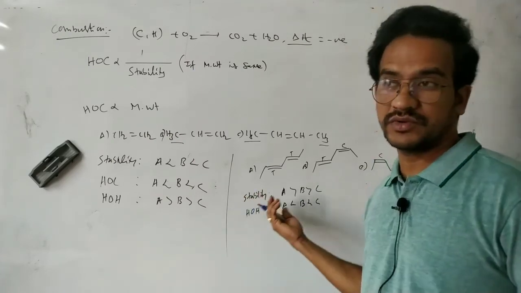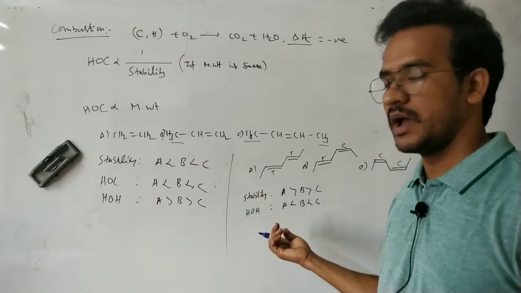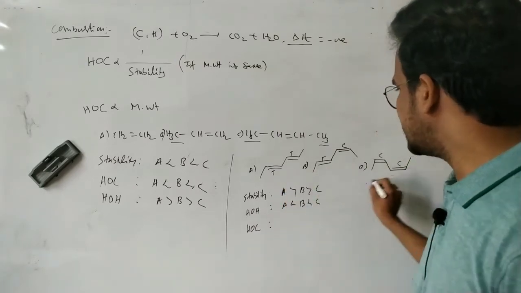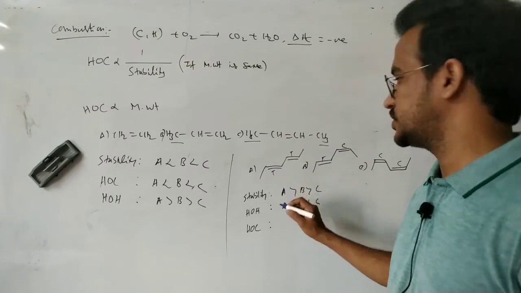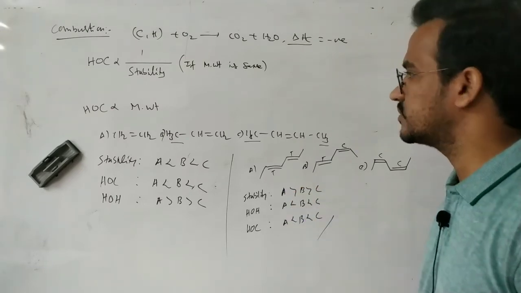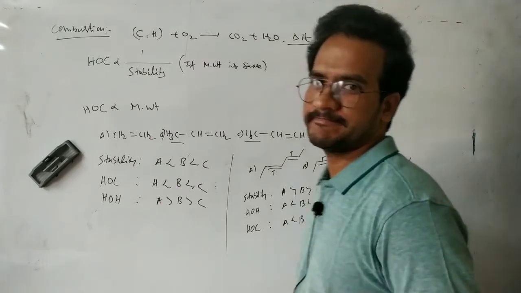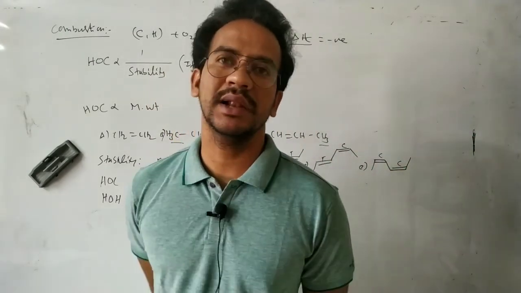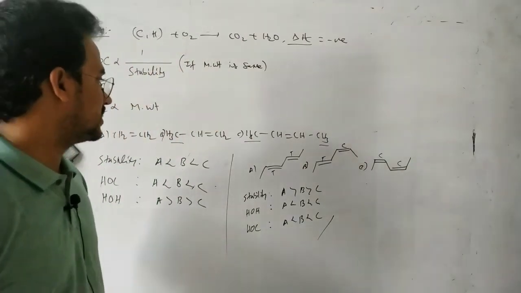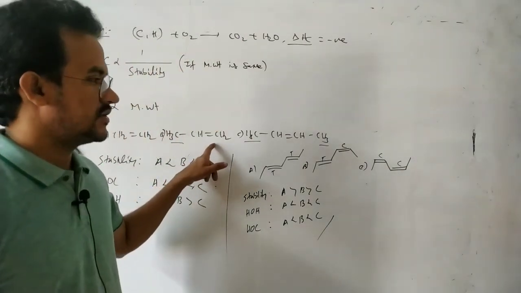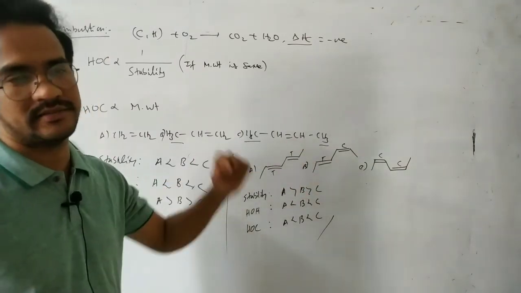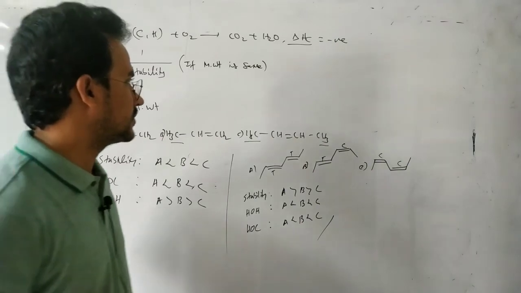Because of the same molecular weight, of course, heat of hydrogenation is independent of the molecular weight. Now coming to the heat of combustion, all these 3 have the same molecular weight, so it is inversely proportional to stability. So A less than B less than C. Heat of combustion of the alkenes: with increasing molecular weight, heat of combustion increases. If molecular weight is the same, it is inversely proportional to stability.